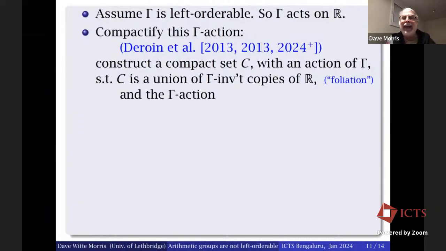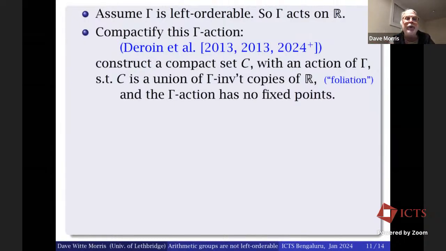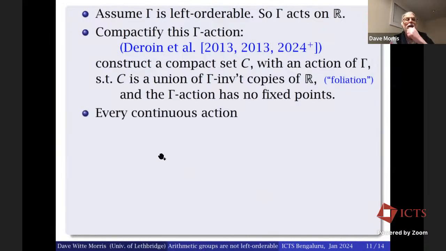In fact, let's say that the action of gamma has no fixed points at all. It's highly non-trivial. No point is fixed by the gamma action. That's the starting point of the Duane-Hurtado proof: instead of trying to just look at the action of gamma on R, let it act on this bigger space that had been constructed by Duane and his co-authors in previous years.